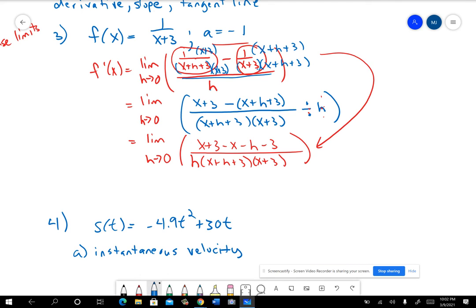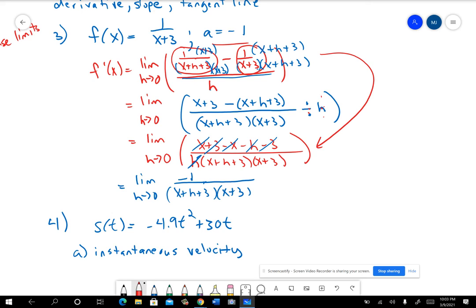goes to 0. So x minus x would cancel out. 3 minus 3 would cancel out. And h is now a factor of the numerator, so I can knock the h out so that on top I have -1 over the x plus h plus 3 times the x plus 3. Haven't done the limit yet, so let me keep that in there.